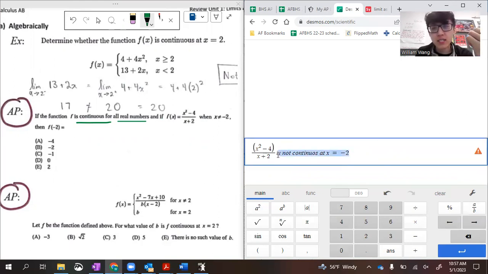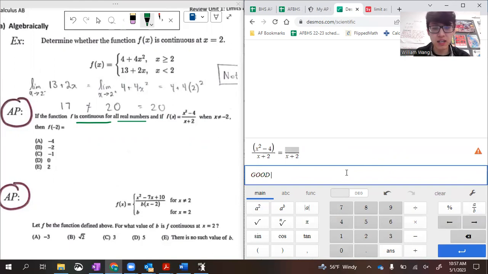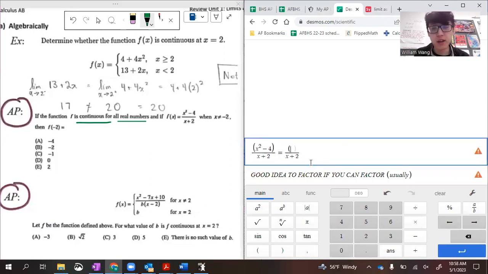Well, let's take a look at x squared minus 4 divided by x plus 2. You'll notice I can factor this. Anytime I see something I can factor, it's usually a good idea to factor. So on the AP exam, if you can factor, it's probably a good idea to factor. So x squared minus 4 turns into x plus 2 times x minus 2. You'll notice the x plus 2's cancel out. So I'm left with just x minus 2.